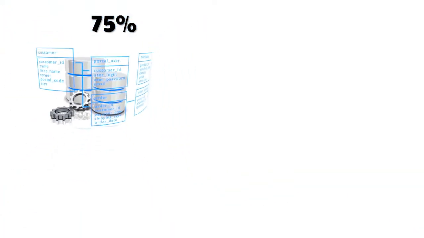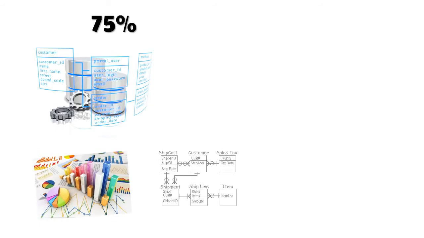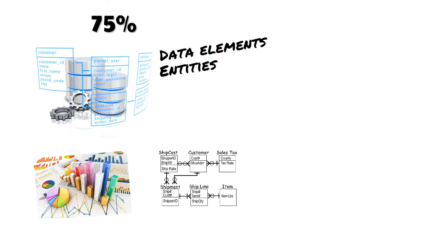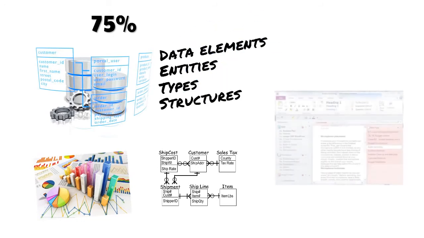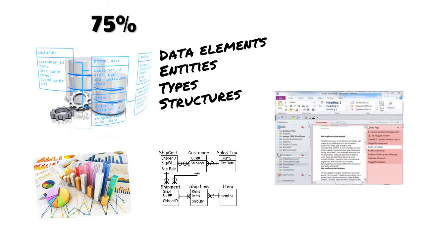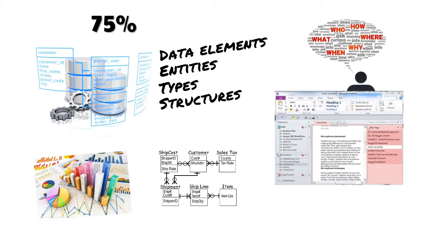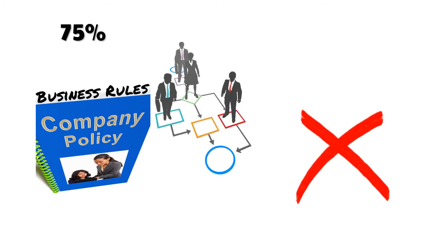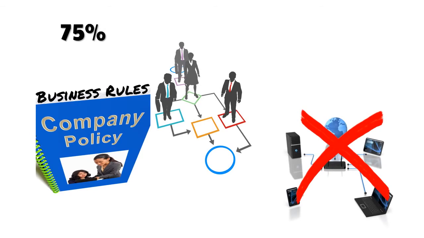75% model and identify business data requirements using tools such as Entity Relationship Diagrams, or ERDs. Business data requirements express data elements, entities, types, structures, and user views that subject matter experts need to know to be able to do their job effectively. 75% identify business rules as a routine part of their jobs. Business rules describe how the organization wants to conduct its business independent of the information technology.